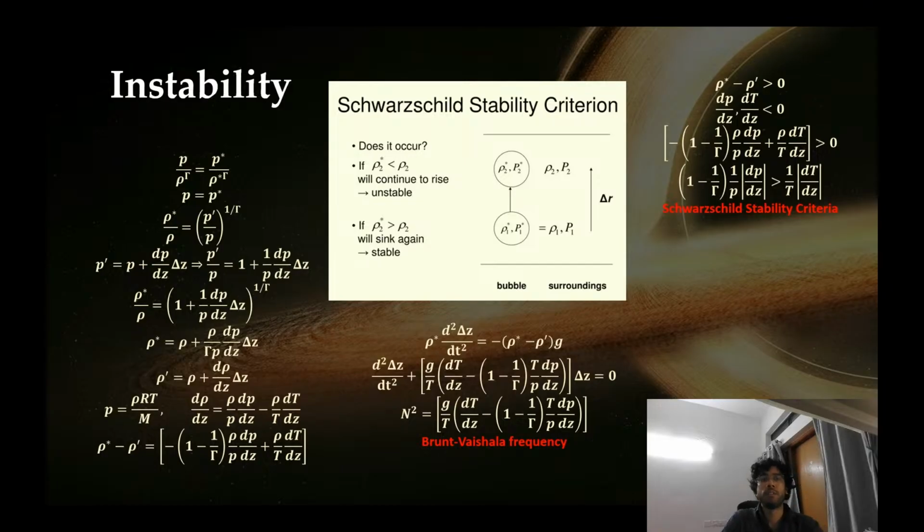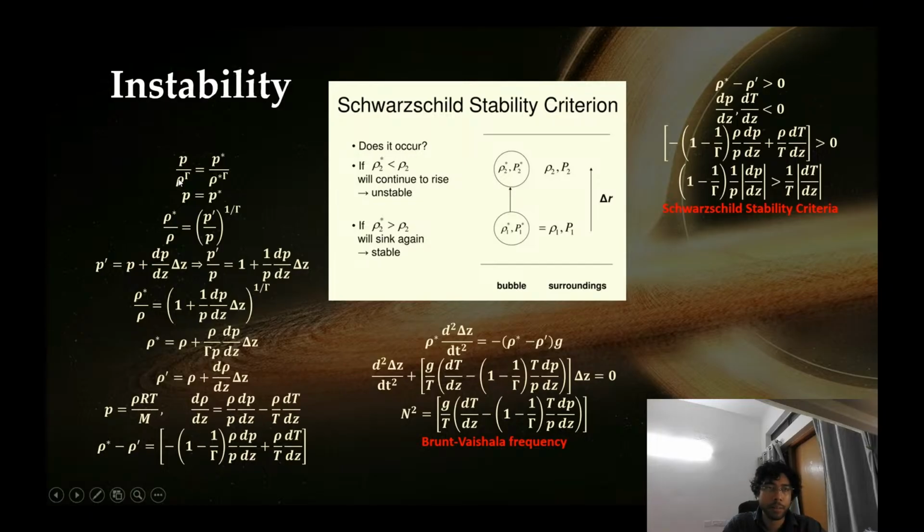Okay, so this is what we did in the linear stability analysis in the previous week, but now we are going to see a particular type of instability, which we call the Schwarzschild instability. And we'll see what gives rise to this instability. So we consider basically an adiabatic fluid.